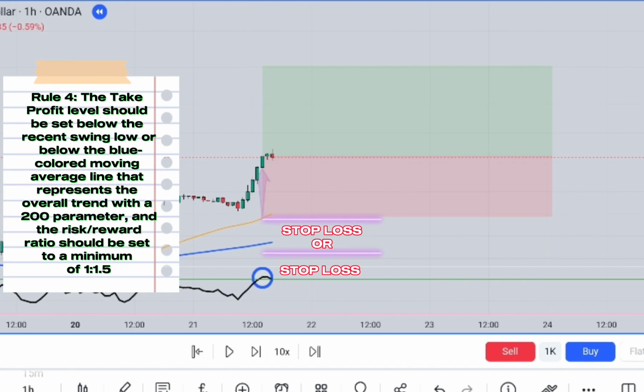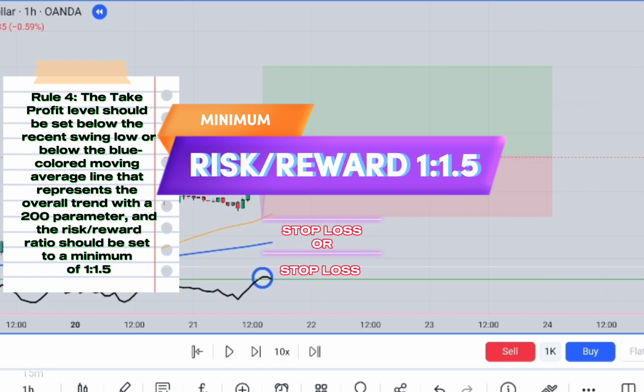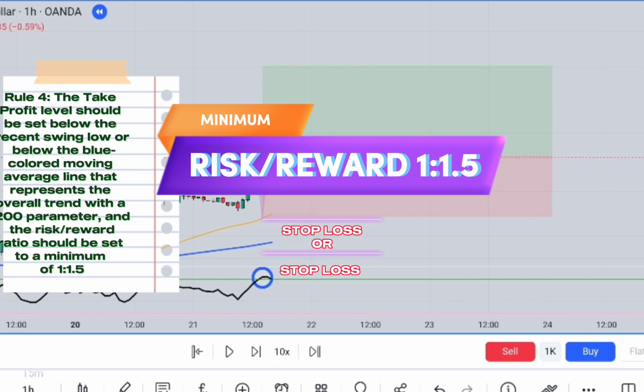Rule 4. The take profit level should be set below the recent swing low, or below the blue-colored moving average line. That represents the overall trend with a 200 parameter, and the risk-reward ratio should be set to a minimum of 1 to 1.5.